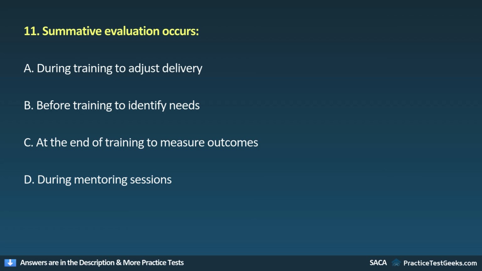11. Summative evaluation occurs A. During training to adjust delivery. B. Before training to identify needs. C. At the end of training to measure outcomes. D. During mentoring sessions.